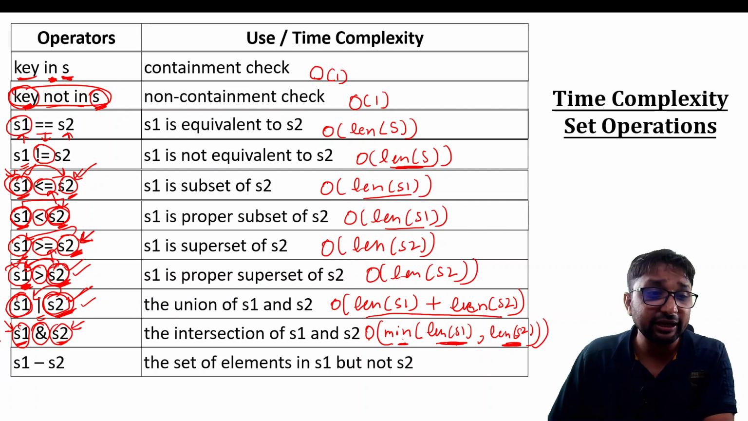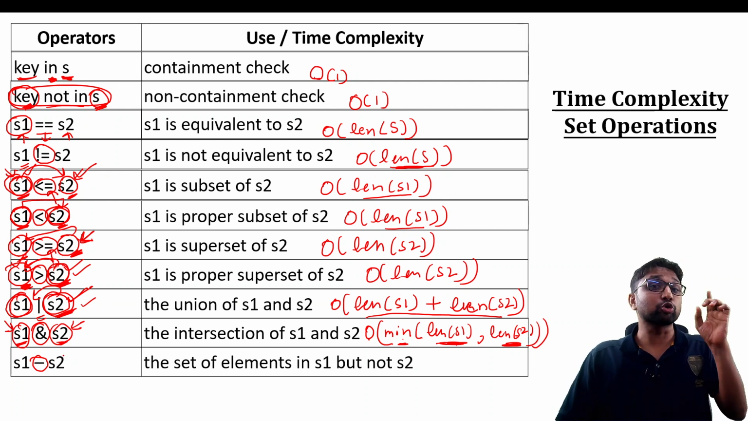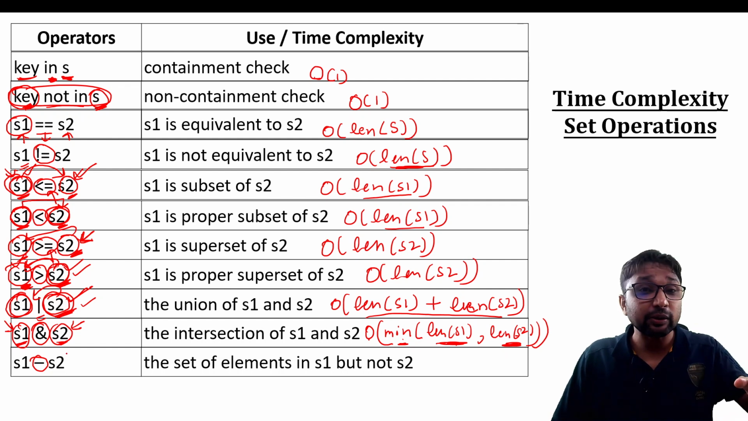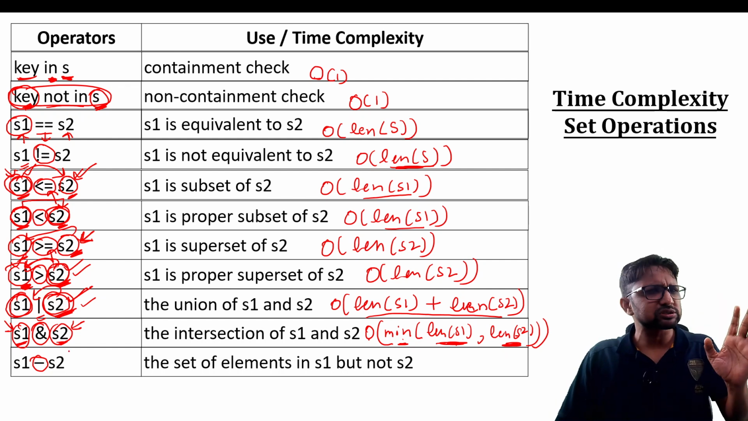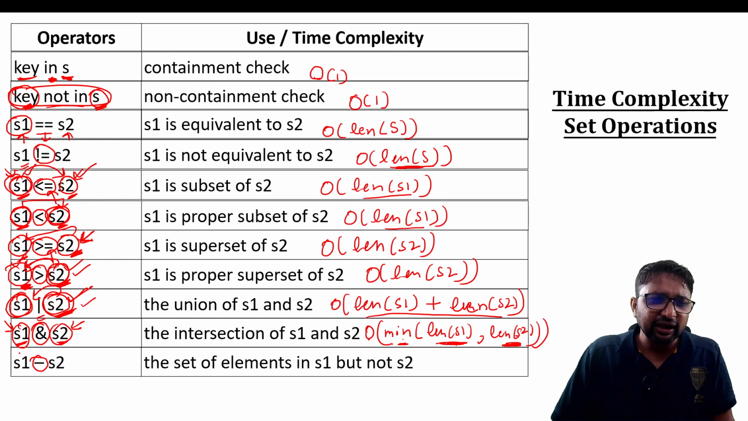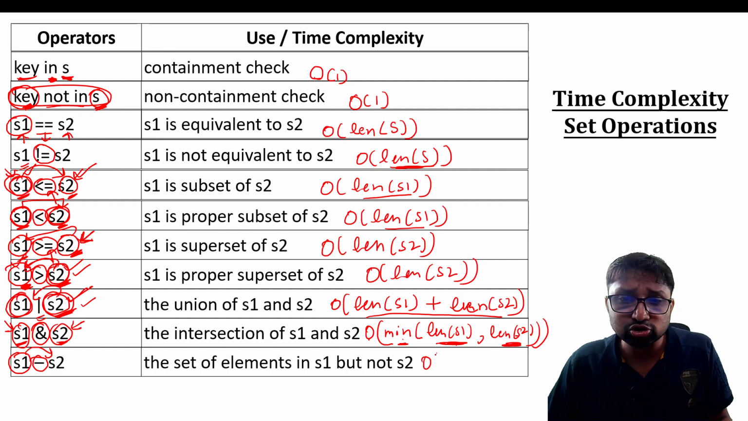Next operation is the difference operation. Difference operation is just taking all the elements of S1 except those which are repeating in S2. So how will you find out the difference? Simply, take the element from S1 and search it into S2. Those which are repeating, don't consider. Those which are not repeating, consider. That's it. So this will also take order of length of S1 time. Done.